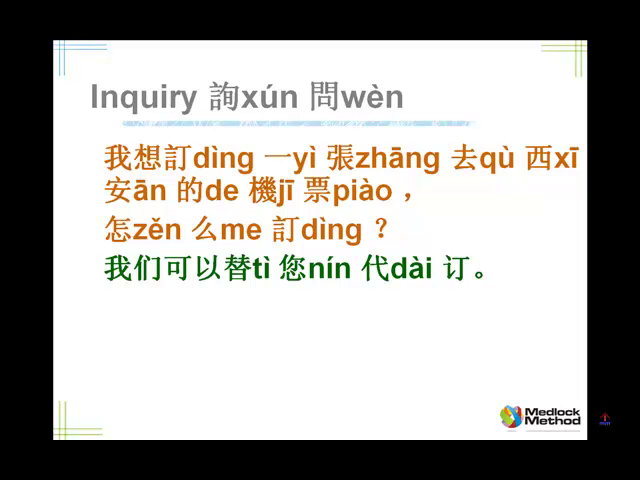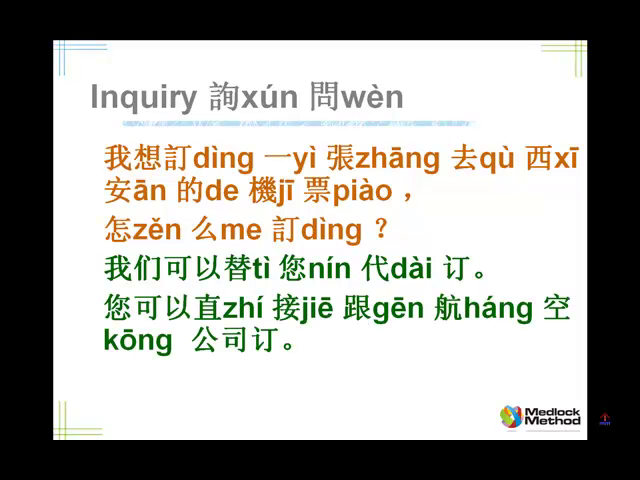Now we're going to make it a little bit more sophisticated and use the word directly in here. 直接. Tell me, you can book directly through the airline company. But in Chinese, we say directly with the airline company book. So you can directly with the airline company book. That's right. Tell me, you can book directly through the airline company. 您可以直接跟航空公司订。您可以直接跟航空公司订.